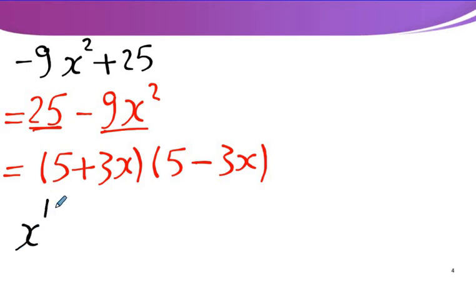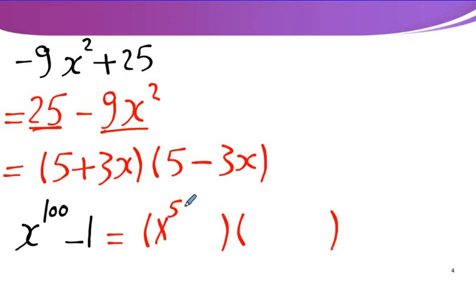x to the power 100 minus 1. This is difference between two squares. x to the power 100 will be x to the power 50 multiplied by x to the power 50. 1 will be 1 multiplied by 1, positive and negative. Another example.